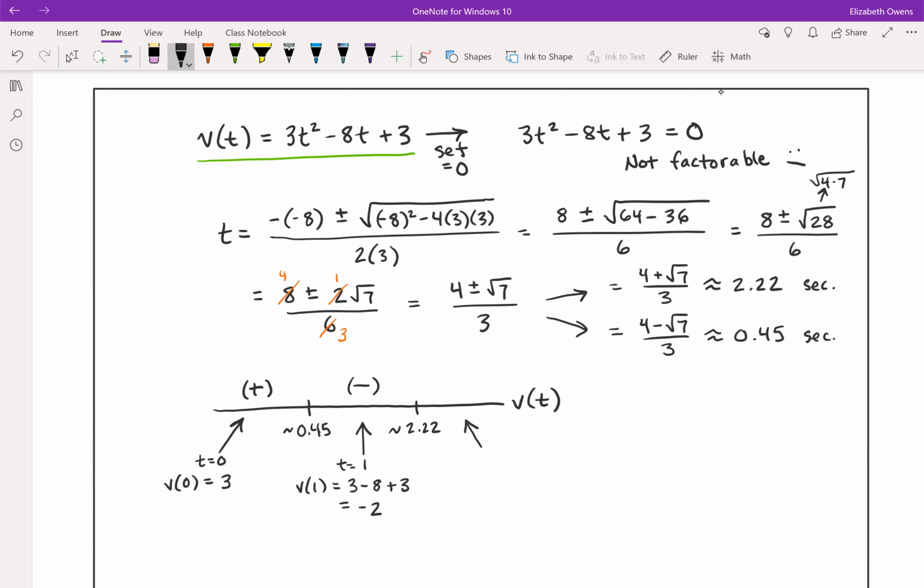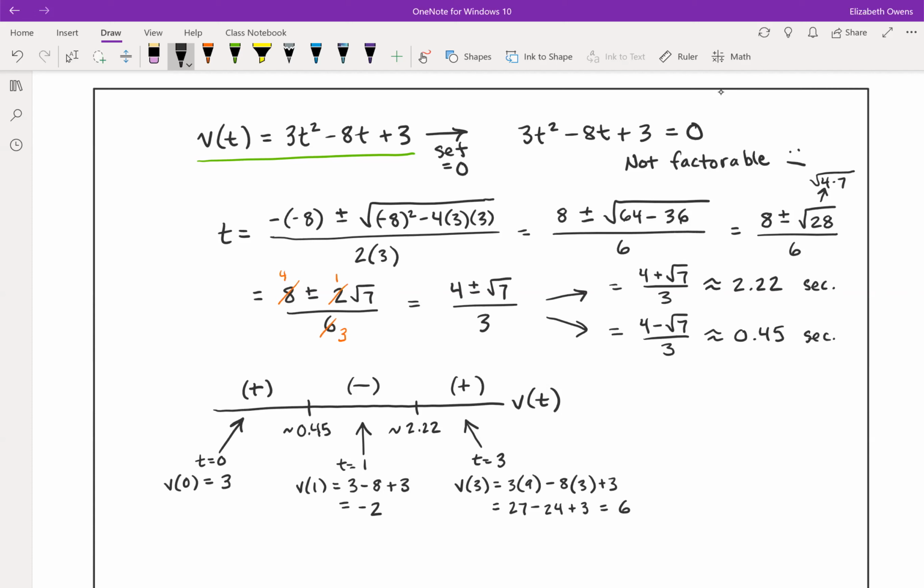And last one here. Pick some t value that's bigger than 2.22-ish. And I'll go with t equals 3. V of 3 would be 3 times 3 squared. I'm just going to write 9, keep it quick there. Minus 8 times 3 plus 3. So we would get 27 minus 24 plus 3. And so that'd be positive 6. So all the velocities over there are positive.